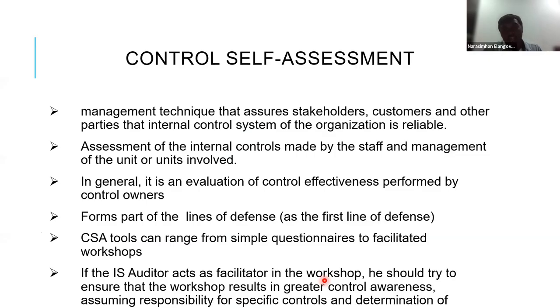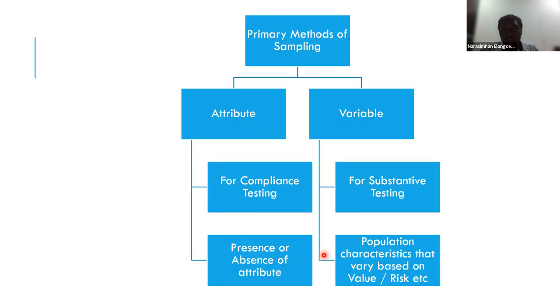Another interesting area where questions are asked is control self-assessment. This is nothing but the owner of the control itself doing an audit. I repeat, the owner of the control itself does an audit so that he can improvise it. And normally the IS auditor will only facilitate it. So they can ask you an examination question: what is the role of the IS auditor in a CSA? The answer is here. The IS auditor can only facilitate the workshop and nothing beyond that. Very, very important.